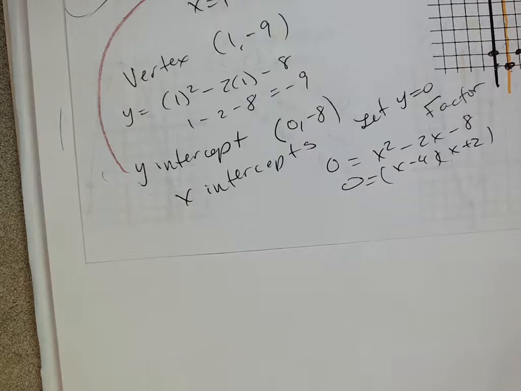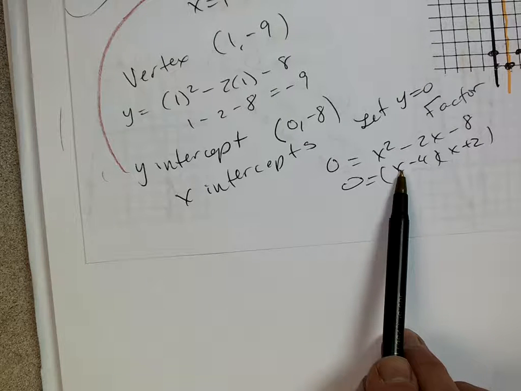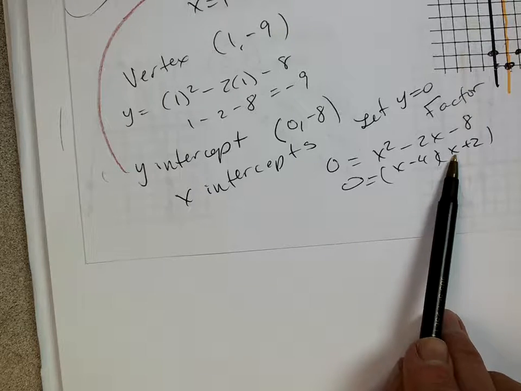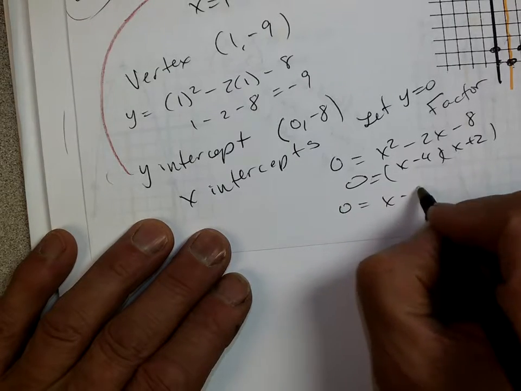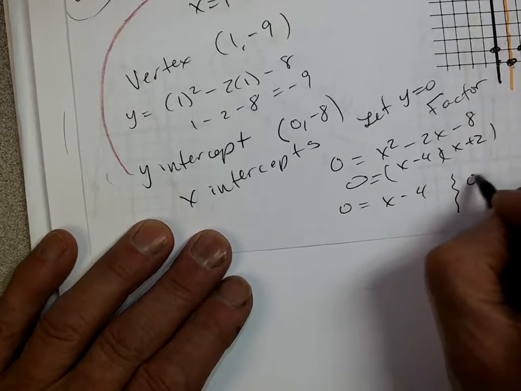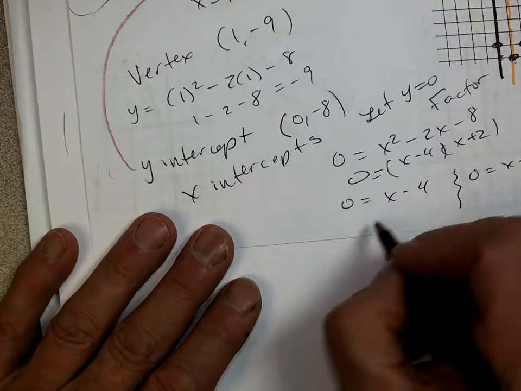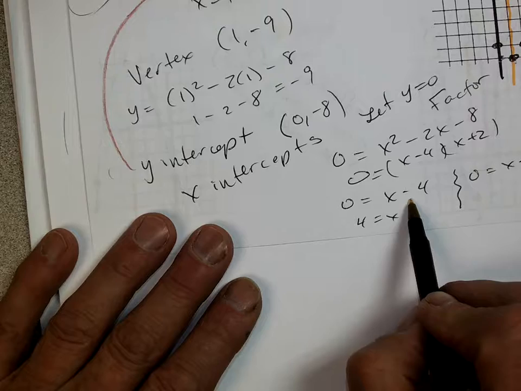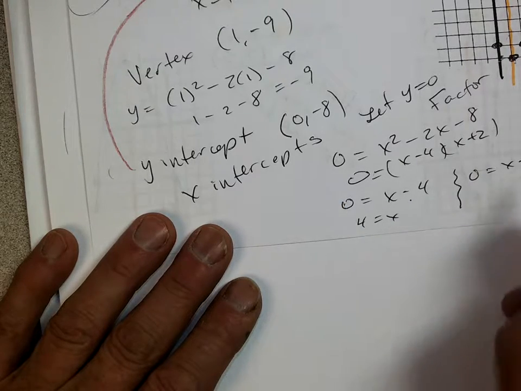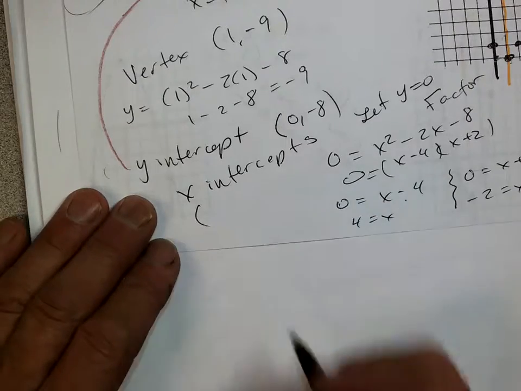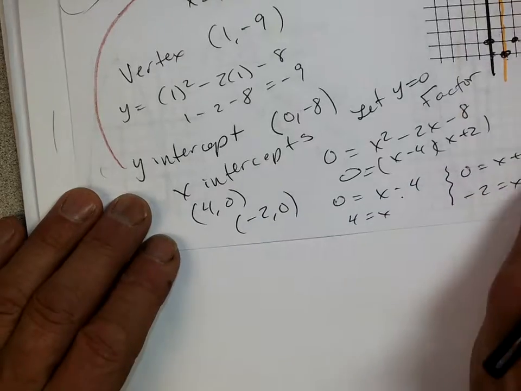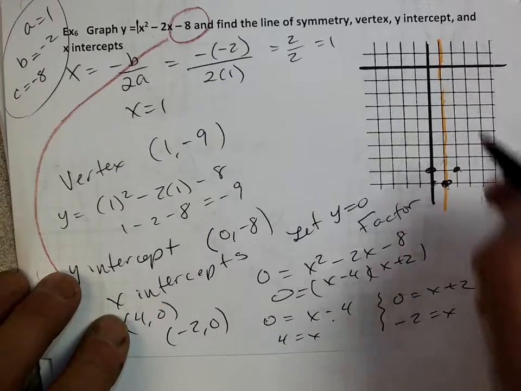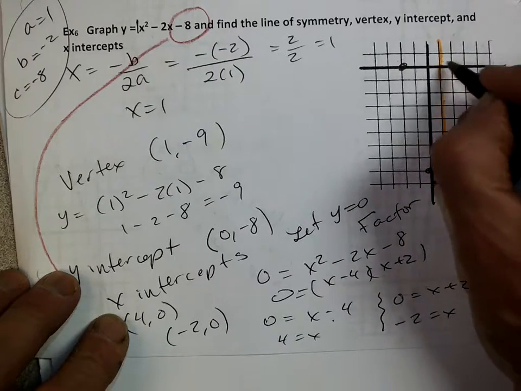But we want the values that make it 0. So obviously 4 would make it 0, and negative 2 would make it 0. But if you can't see that in your head, we make our little mini equations: 0 equals x minus 4 and 0 equals x plus 2. And if you solve, sure enough, you get positive 4 and negative 2. So my x-intercepts are at 4, 0 and negative 2, 0. So it goes on the graph here, and 1, 2, 3, 4 here.